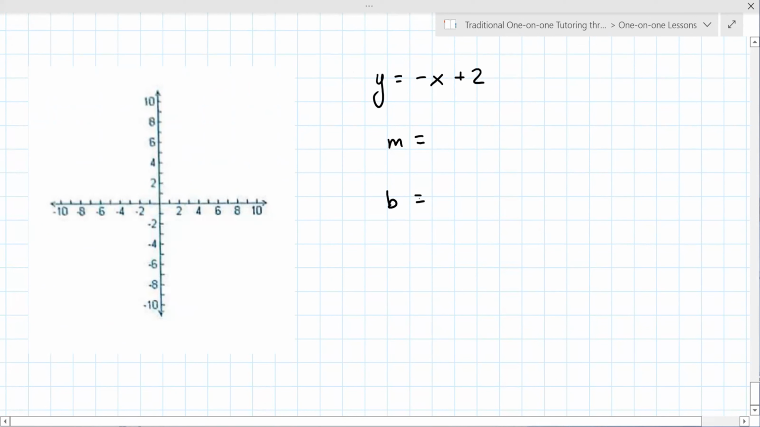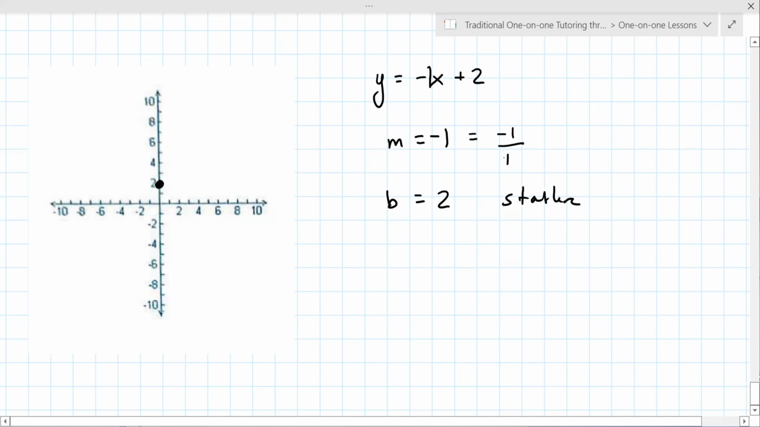Would the slope be -1? Yes. And then the b value 2? Values 2. So which do you start with, the b value or the slope? The b. So you start with this b value there of 2. Now the slope's a little bit more difficult this time. It's -1 over 1. You can always write a number as being over 1.